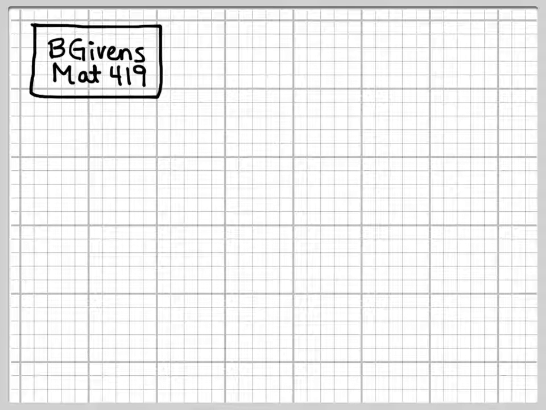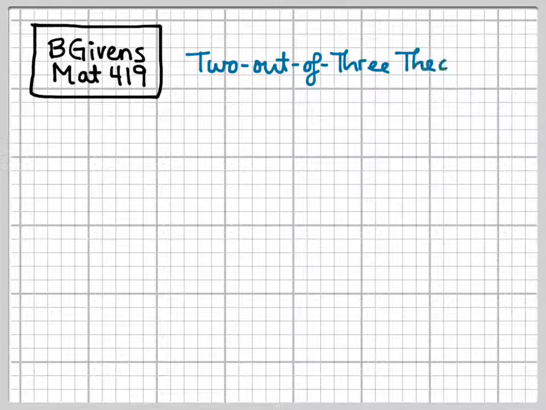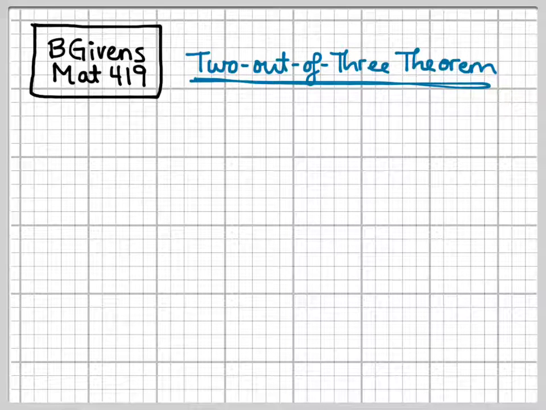So in this short video, I want to talk about something that I call the 2 out of 3 theorem. That's not what your book calls it, that's just my own personal name for it. Okay, so here's the 2 out of 3 theorem.